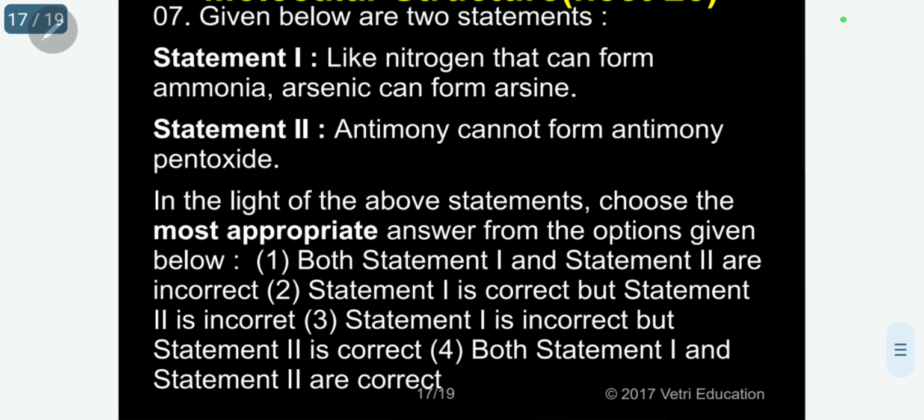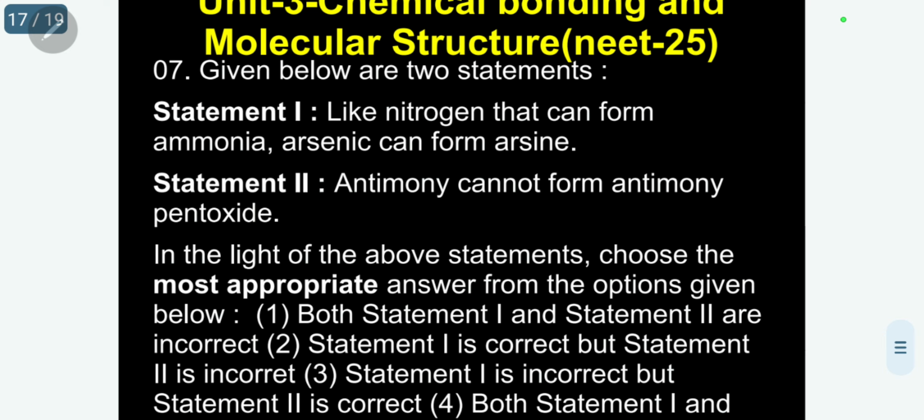2. Statement 1 is correct, but statement 2 is incorrect. Number 3. Statement 1 is incorrect, but statement 2 is correct. 4. Both statement 1 and 2 are correct. Kindly follow. This is the arsenic and the nitrogen family. Okay. Now, what is the first statement? Kindly follow. Nitrogen can form ammonia, arsenic can form arsine.